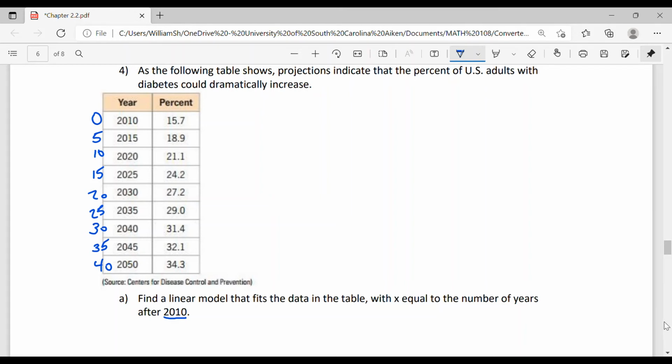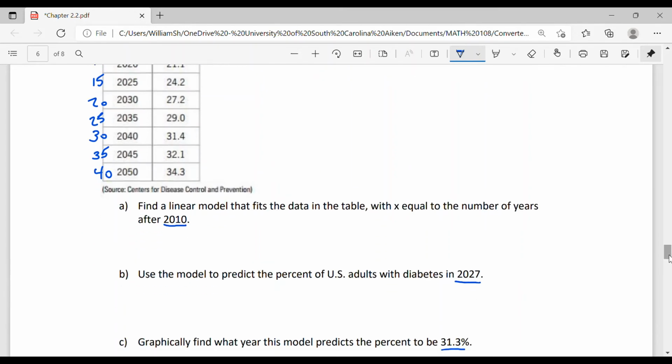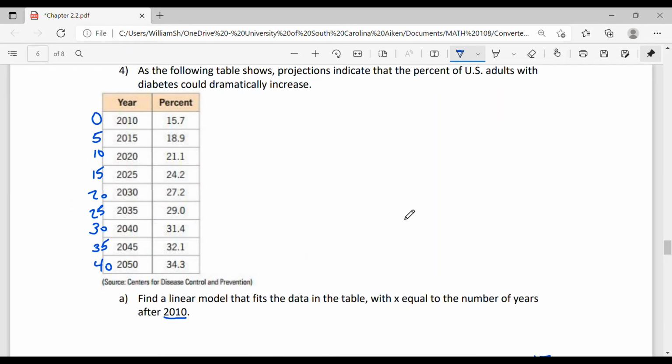Okay. Also, for part B, when we use the model to predict the percent of U.S. adults with diabetes in 2027, we're not just going to type in 2027. 2027 represents year 17. So we need to know that before we go over to the calculator, make it nice and easy, because we can type in year 17 for our X value and find that. And then I'll show you what to do for that 31.3% and C as well. So meet me over at the calculator. Go ahead, type your list in here. Pause if you need to, and I'll have it typed in for you. We'll find the linear model, and we'll find the answers to B and C as well.